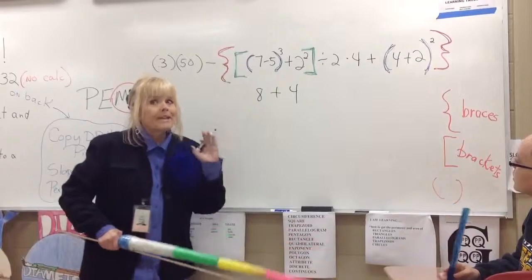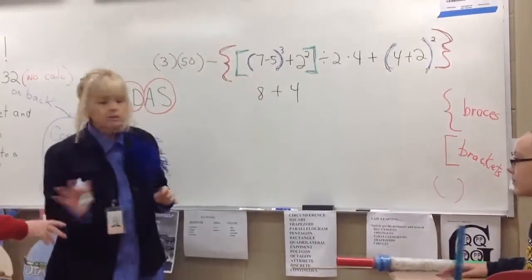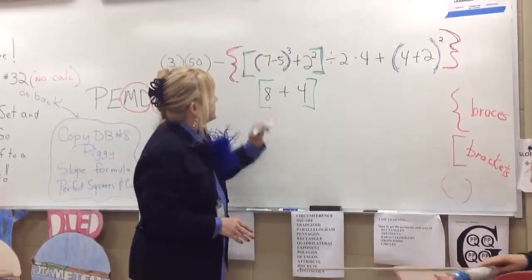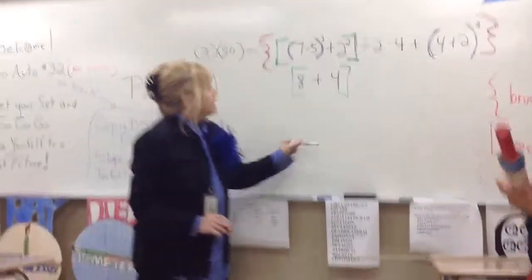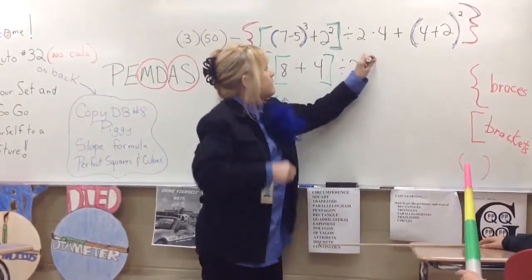Now I've got a BD. Bring down my greenies. And you should use your colors all the way through. Bring down my greenies. And I'll go back to black. Bring down my divide by. Bring down my 2. Bring down my dot. Bring down my 4. Bring down my plus.